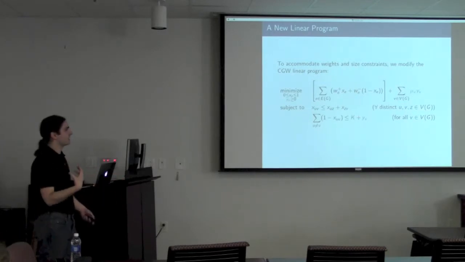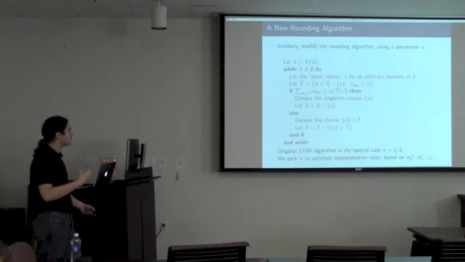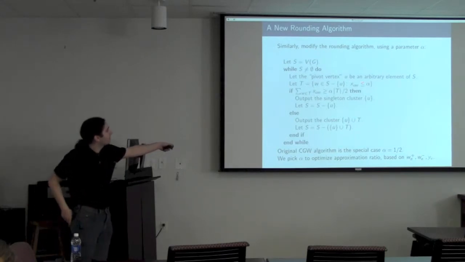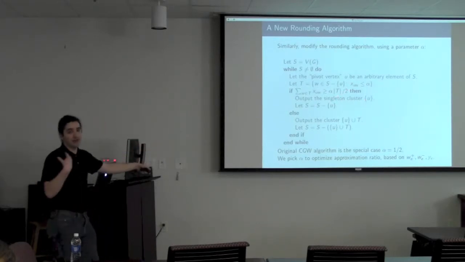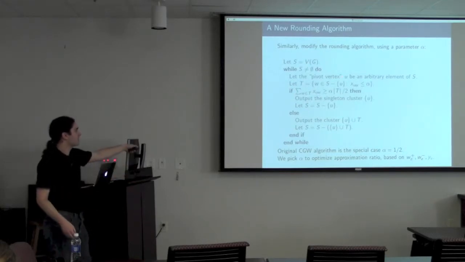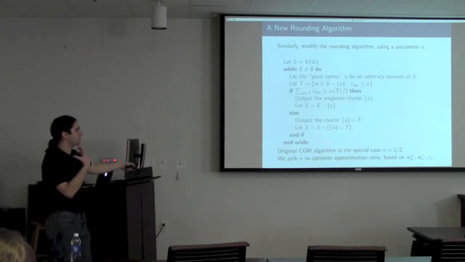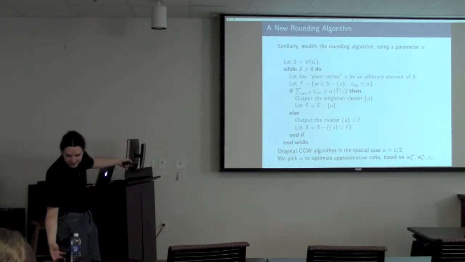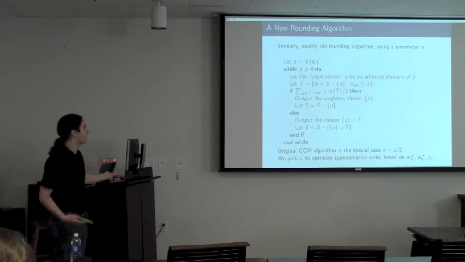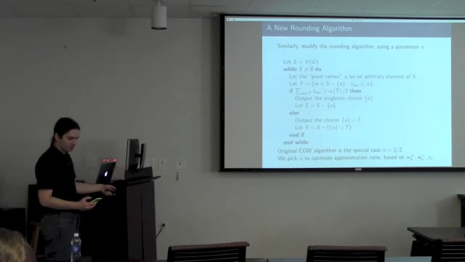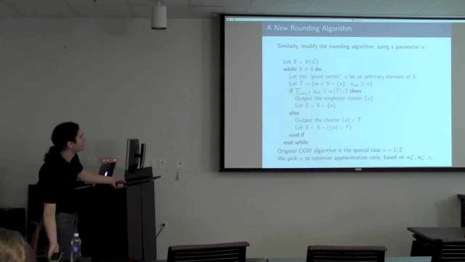We're going to use the same trick of solve the linear program and round. And all we're doing here is instead of having a fourth, or instead of having a half, we just have this alpha. When the average is more than alpha over 2, then we output the singleton. And if you just put in alpha equals a half, you get back out the original Charikar-Guruswami-Wirth algorithm. And you get different approximation ratios based on what your choice of parameter is here. And so you want to pick your parameter in order to get a small approximation ratio.